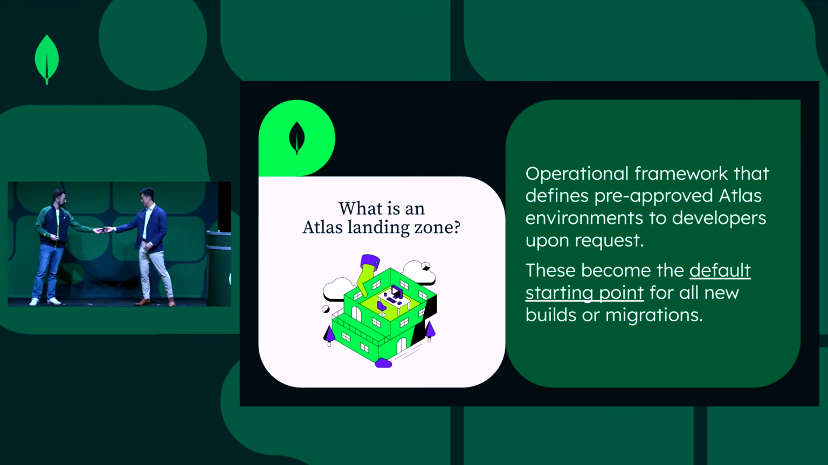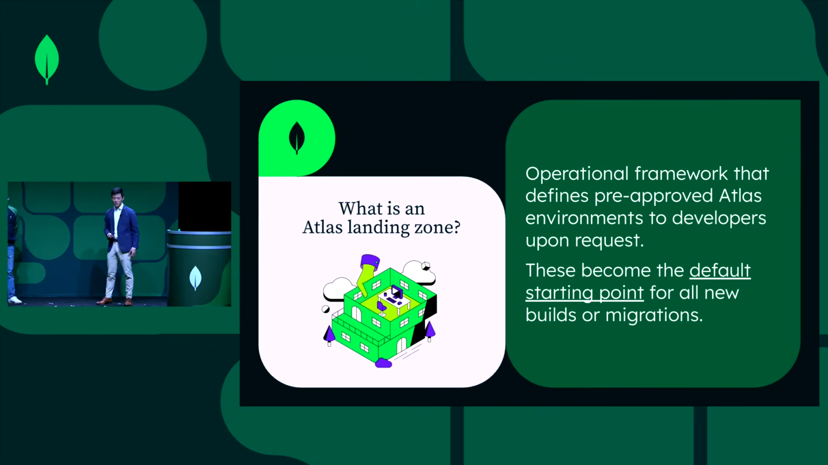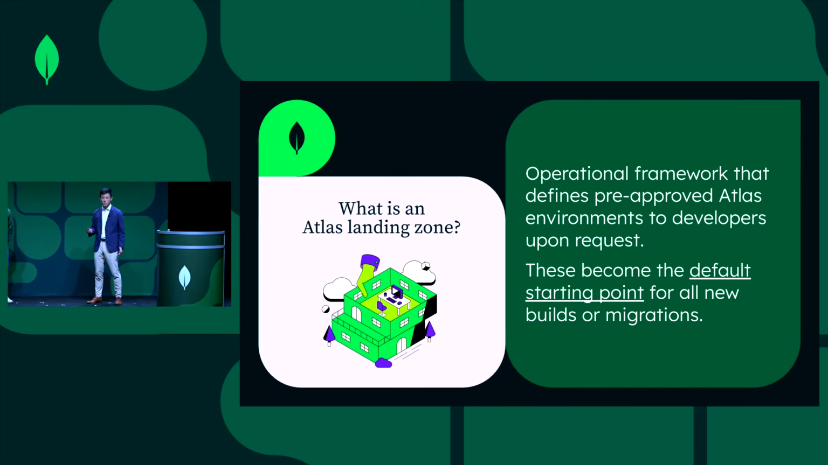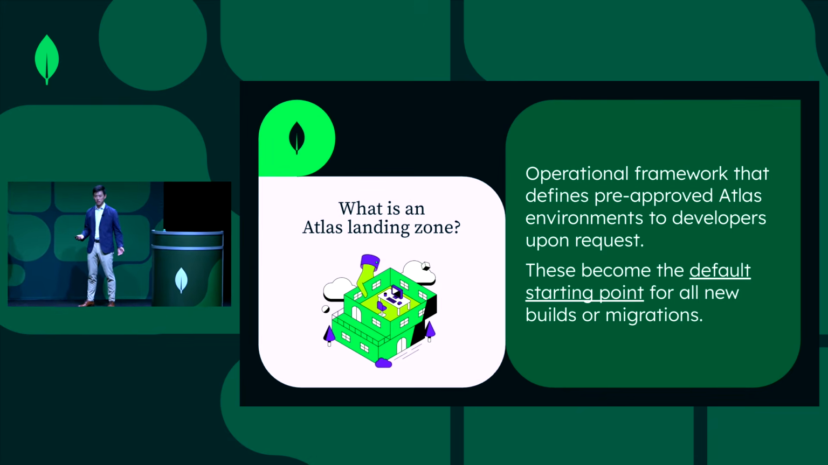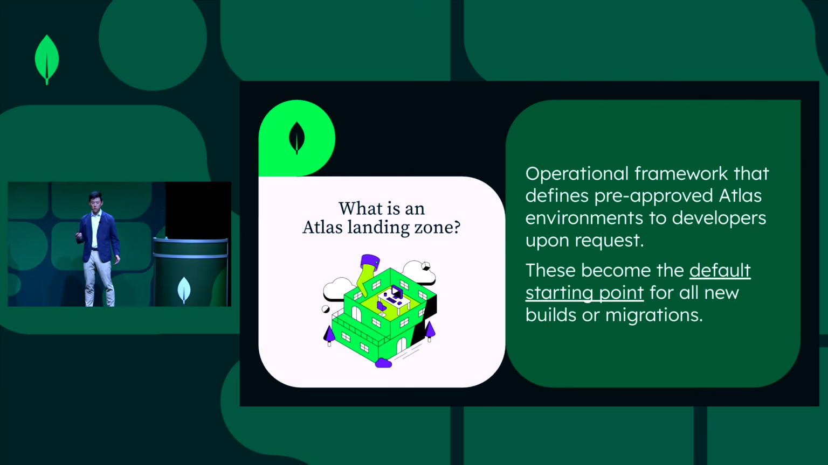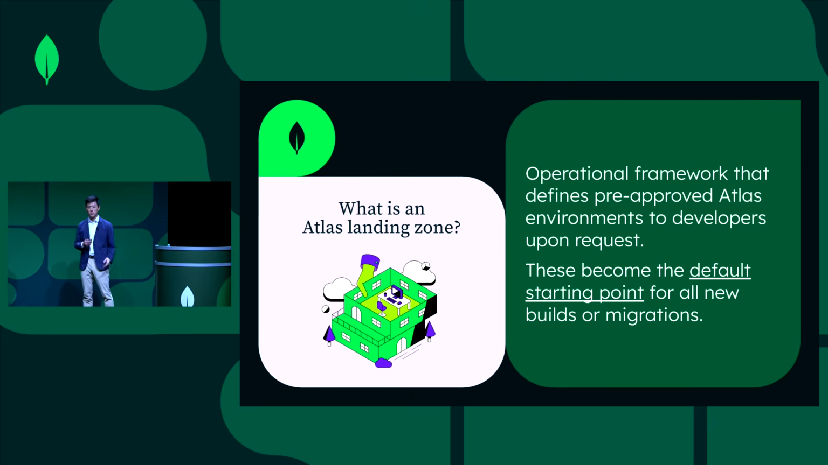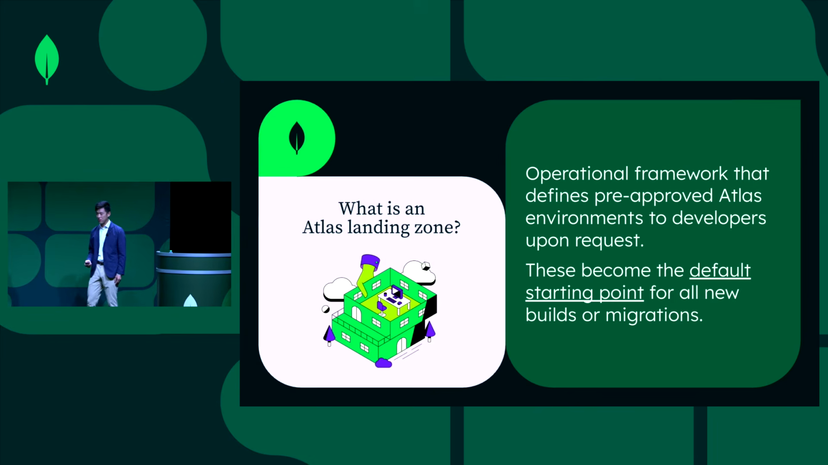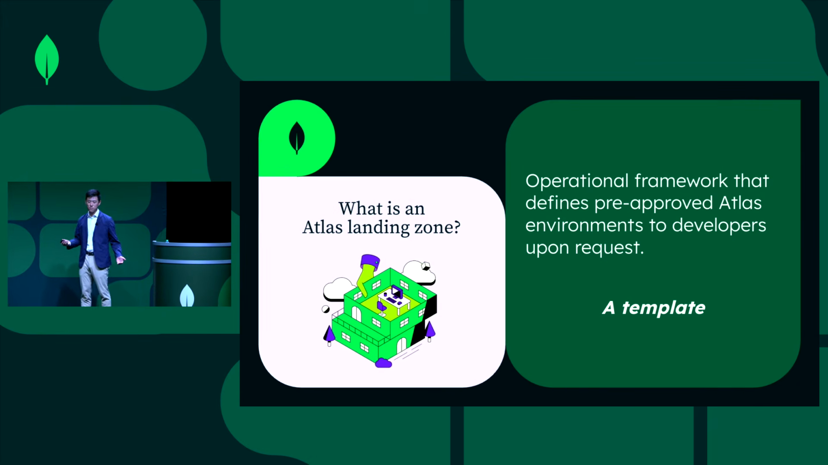Yeah, absolutely. Couldn't have said it better myself, John. So a natural question arises: how do we balance speed and control in the enterprise? And our answer is using Atlas landing zones. Landing zones are a framework that allows us to define pre-approved Atlas environments for developers upon request. And these become the default starting points for new infrastructure that's provisioned. So said in a simple way, it's a template.